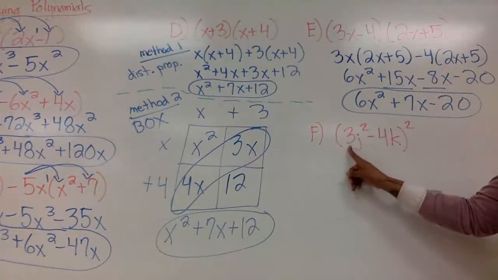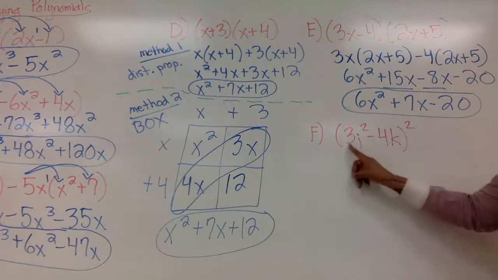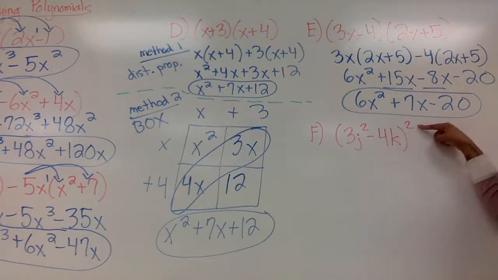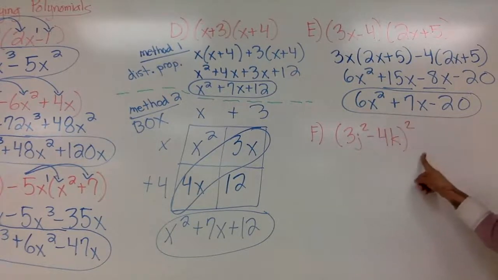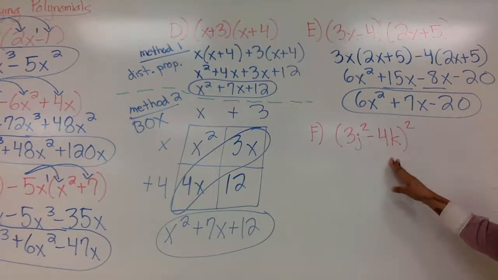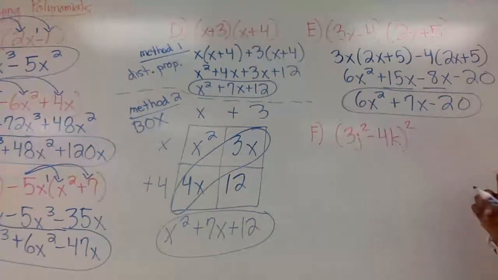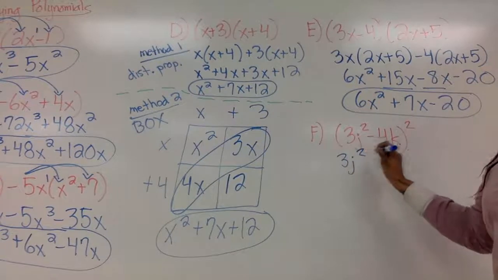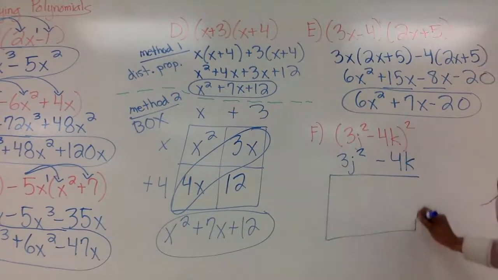Last one, we're going to do 3j squared minus 4k, squared. We're going to square the whole thing. So this means you're multiplying it by itself. That means we're doing 3j squared minus 4k times 3j squared minus 4k. I'm going to do the box method. So 3j squared minus 4k. Set up my box here.